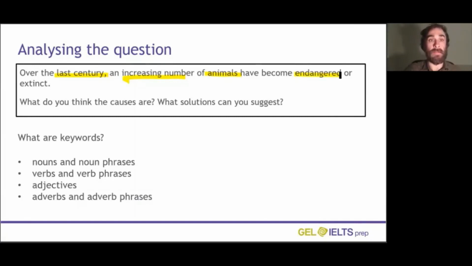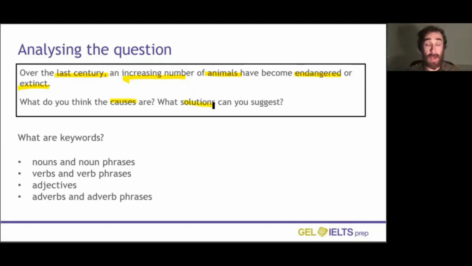Endangered, extinct. So we're talking about animals which are at risk or are completely dead, so their species is gone. Okay, what do we need to do? What do you think the causes are, and what solutions can you suggest?